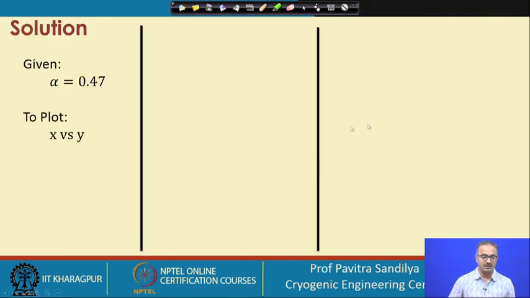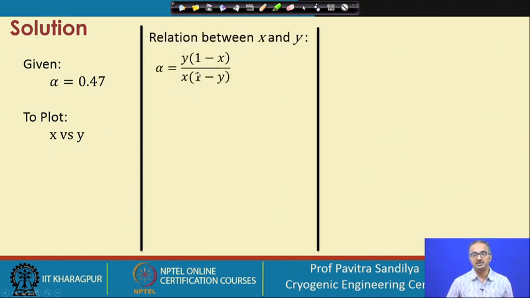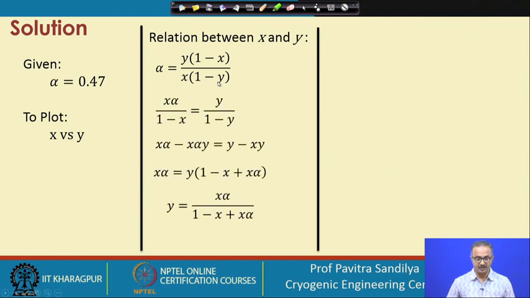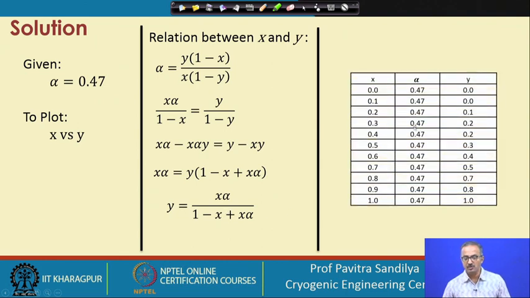So, alpha is given as 0.47, and we have to plot x and y. We go with this equation in which y by x is taken for A, and 1 minus x and 1 minus y are the liquid phase and vapor phase compositions of B. We simply rearrange the equation and get y in terms of x. Now, by putting the value of alpha and different values of x, like 0.0, 0.1, 0.2, and we know the mole fractions will always be between 0 and 1. When x is 0, it is pure B, and when x is 1, it is pure A.